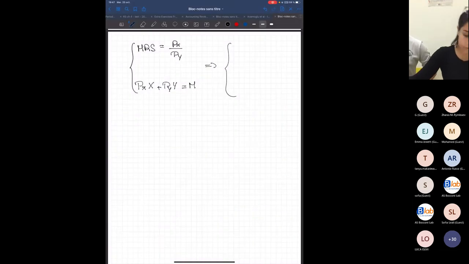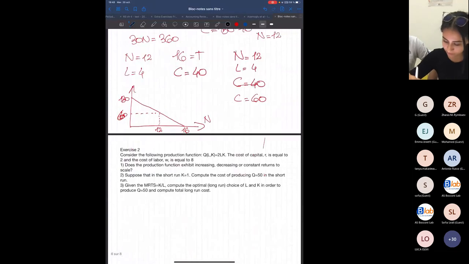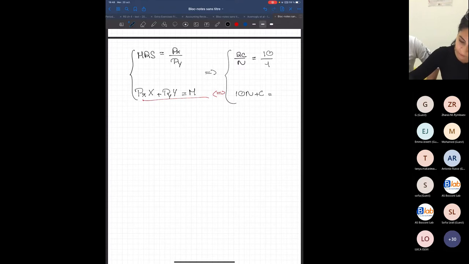All right, so if we put the values of the exercise in this, we have that 2c over n is equal to p of x, which is 10, if I recall. Yeah, perfect. So this is going to be 10, p of y is 1. That's what you have for the first part. The other one is the same that we did to compute the graph, the second equation. This equation is equivalent to saying that 10n plus c is equal to 180.